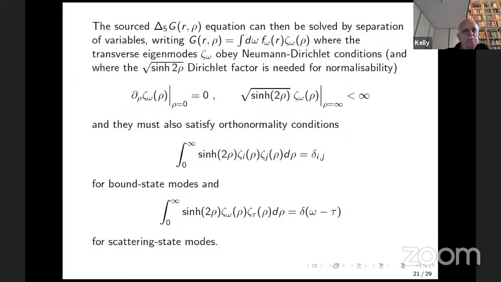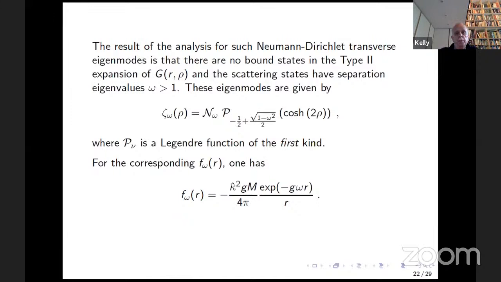The result of what you get from this study, intending to be a Newtonian analysis, is that you find no bound states in this type two expansion of the Green function. And the scattering states are present with all eigenvalues omega greater than one. The answers here are given by Legendre functions of the first kind, with the appropriate normalization factors. And for the world volume part of the solution, given omega, corresponding to the massive portion of the spectrum, you have Yukawa type structure. Okay, so that's what you find when you put them together.